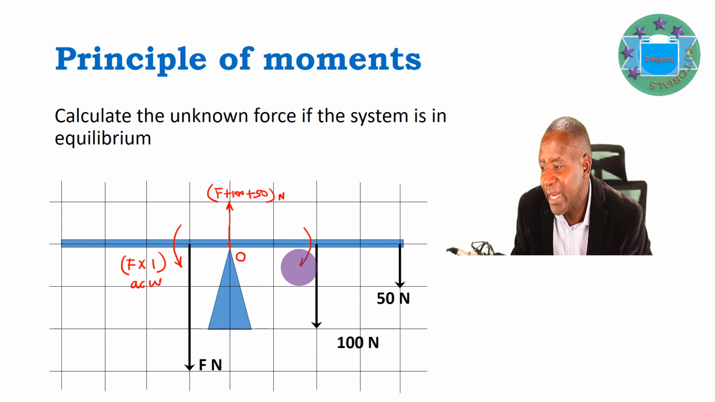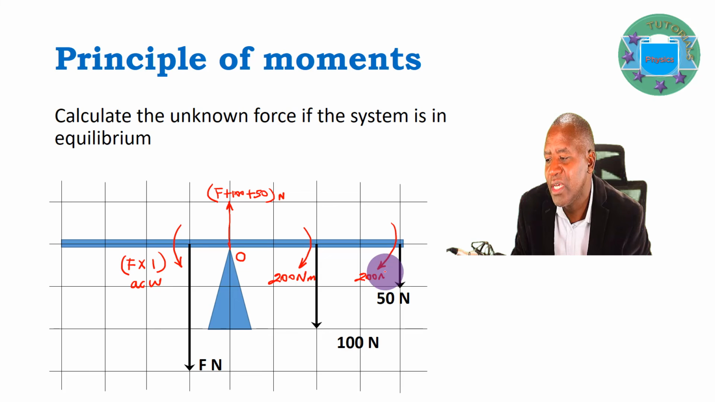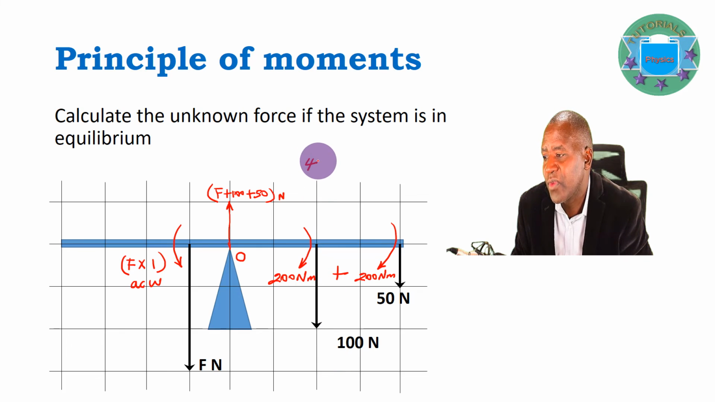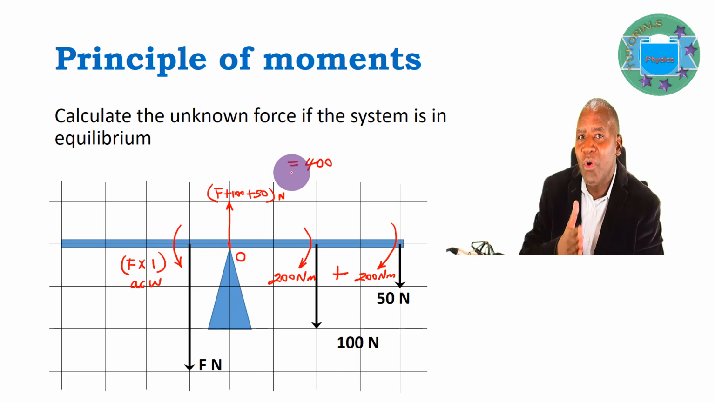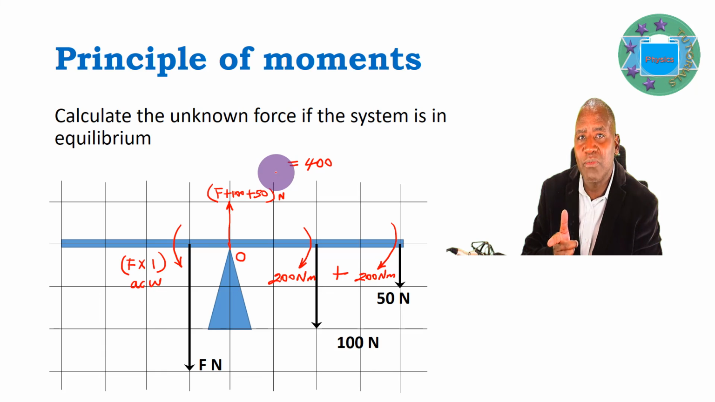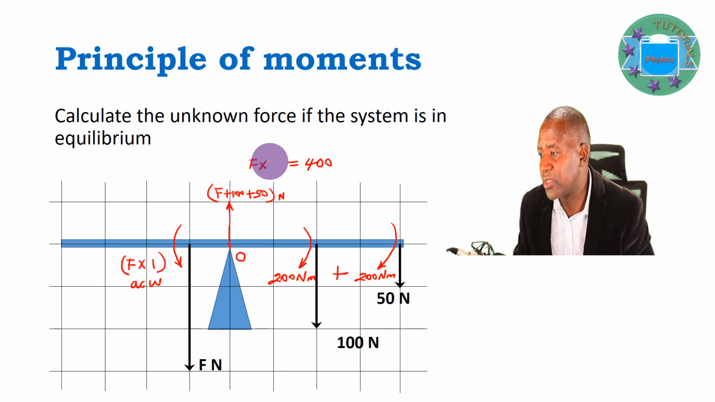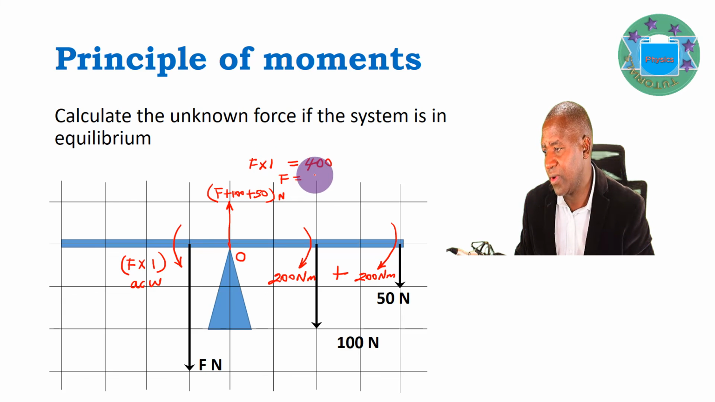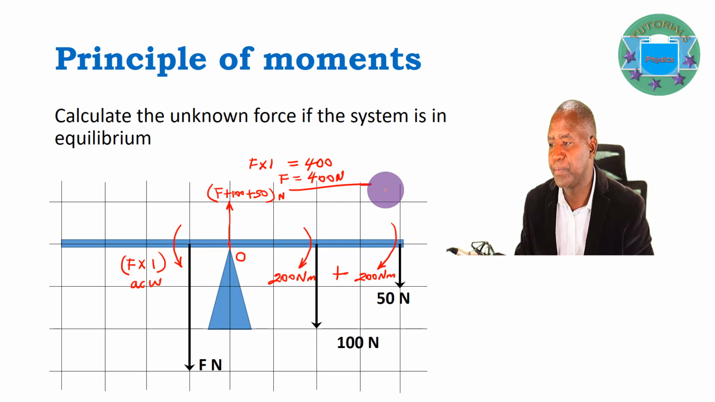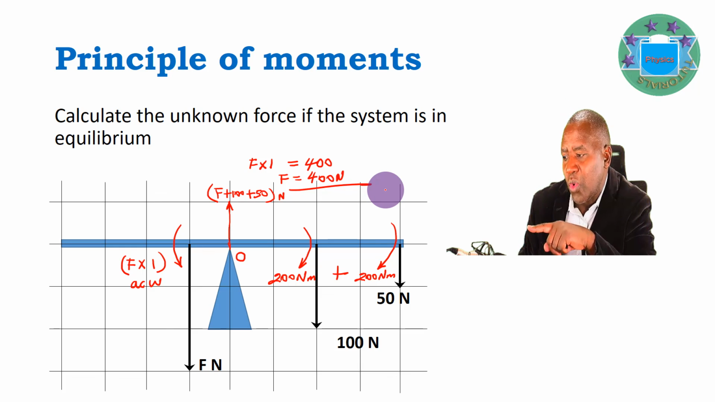This force will be in the clockwise direction, and its moment will be 100 times 2, which is 200 Newton meters clockwise. How about the moment due to this one? It will be 50 times 4, which again gives me 200 Newton meters clockwise. The sum of the clockwise moments will be 400 Newton meters in the clockwise direction. The principle of moments states that the sum of the clockwise moments is equal to the sum of the anti-clockwise moments about the same point. So 400 is equal to F times 1, and we get that the value of F is equal to 400 newtons. That is how you identify the unknown force over there.